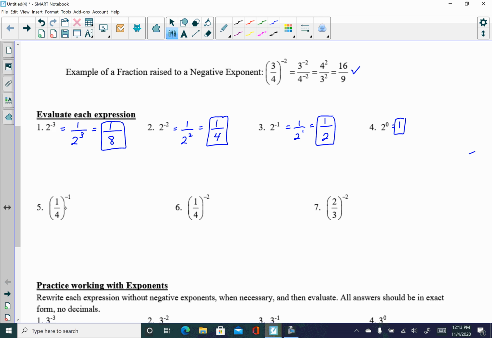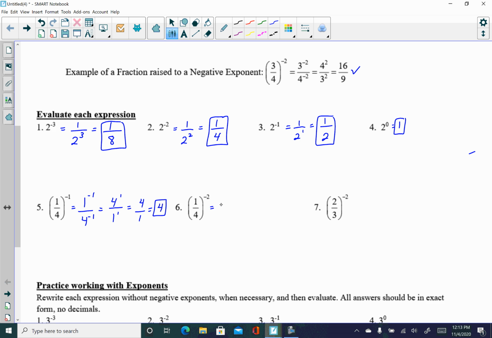The next one, I have a fraction here raised to a negative exponent, so this equates to raising the top and the bottom to that negative exponent. I can't leave these negative exponents, so I've got to swap places, so that means the 4 to the first will come up top and 1 to the first will come on the bottom. 4 to the first we know is 4. 1 to the first is just 1. Anything divided by 1 is just that number. So the final answer there is 4.